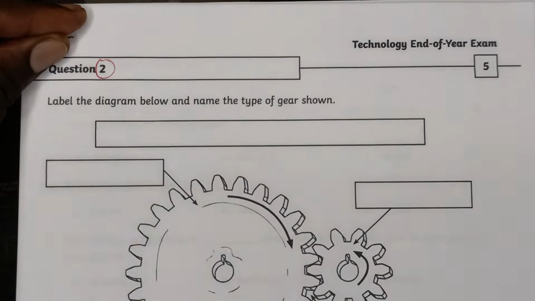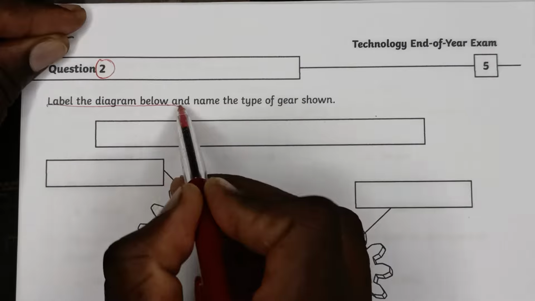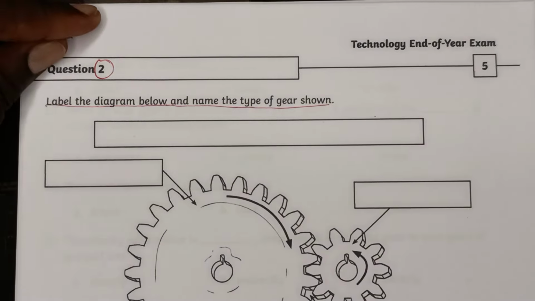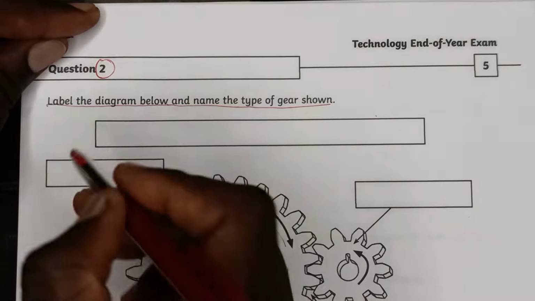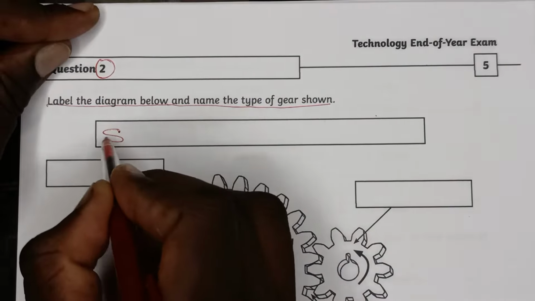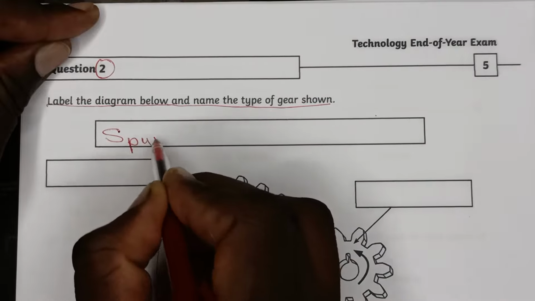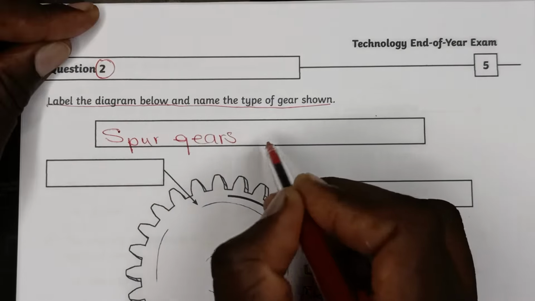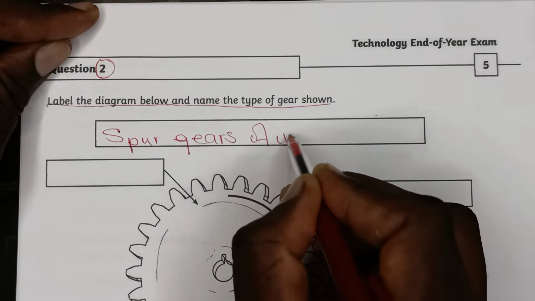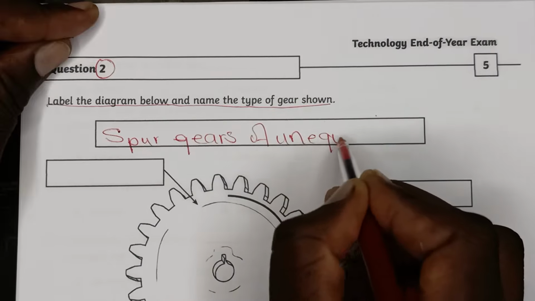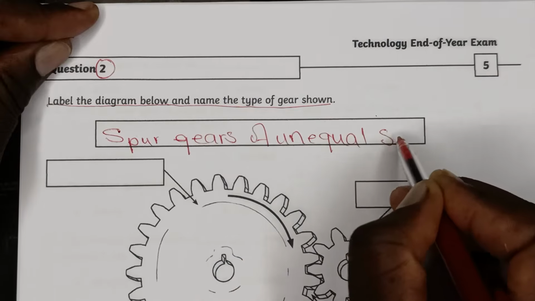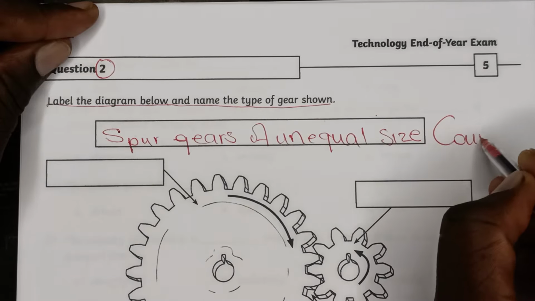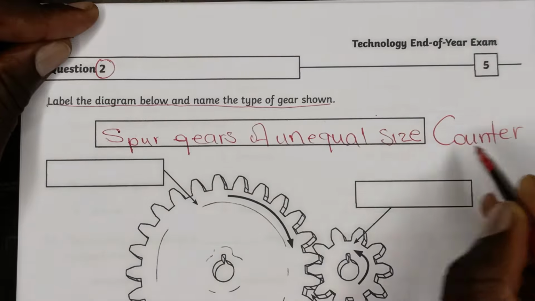So question 2 says, label the diagram below and name the type of gear shown. Okay, this diagram, if we label it, this is a spur gear, spur gears of unequal size, counter-rotating.